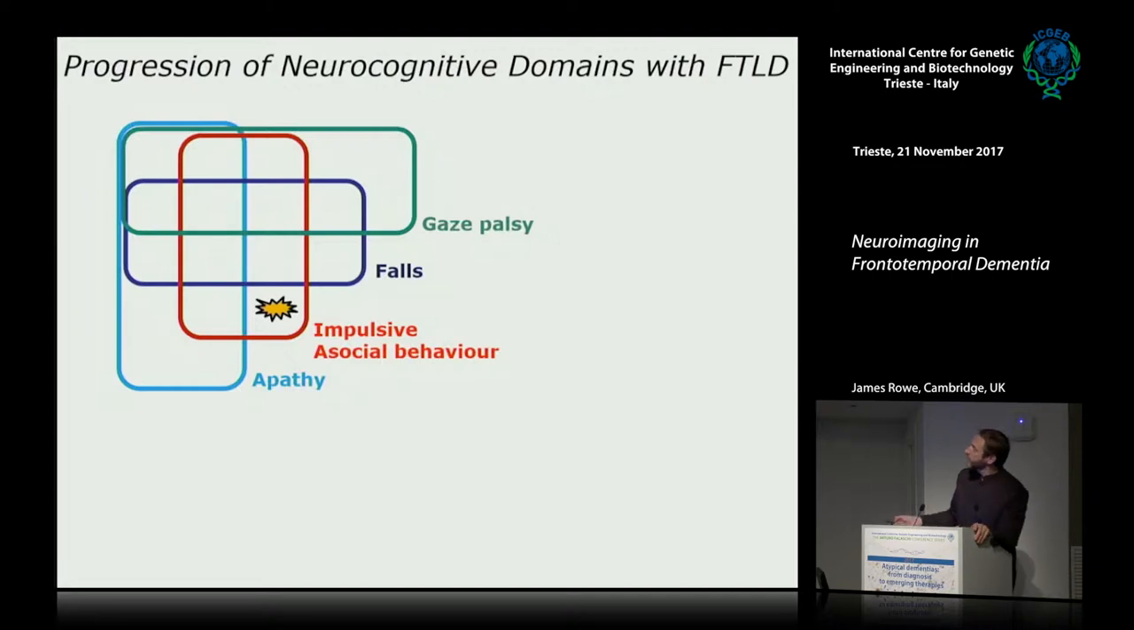So a patient may begin, let us say, with a behavioral variant phenotype with impulsive, very social behaviours, amongst other problems. And over time, over a small number of years, they add features. They develop falls, perhaps a gaze palsy, and end up severely apathetic. Okay. So the disease is evolving and layering up.